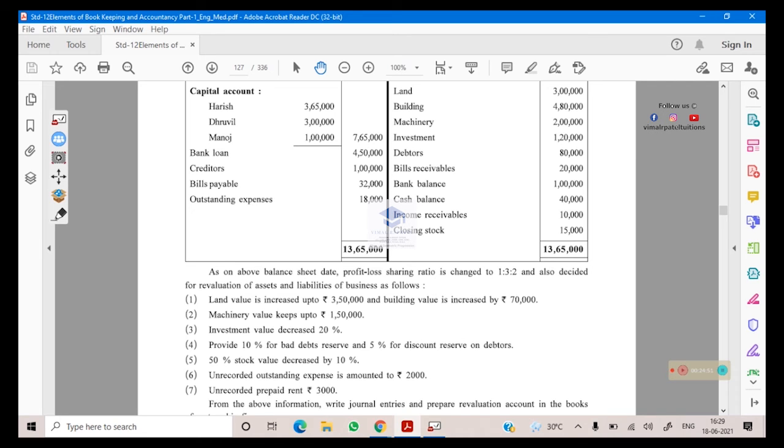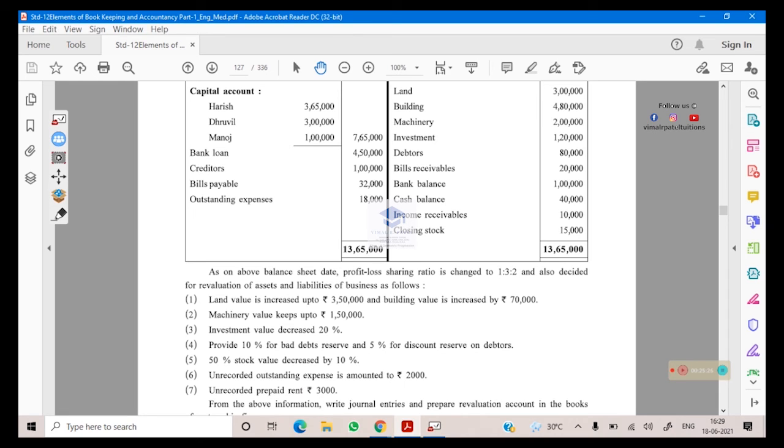Machinery value is kept at 1,50,000. So the old value is 2 lakh, the new value is 1,50,000. So you have to decrease 50,000. Investment value is decreased by 20%. Investment is 1,20,000, so 20% of 1,20,000 is 24,000. Provide 10% for bad debt reserve and 5% for discount reserve on debtors. So first of all, you have to provide bad debt reserve, then we calculate the 5% discount reserve.